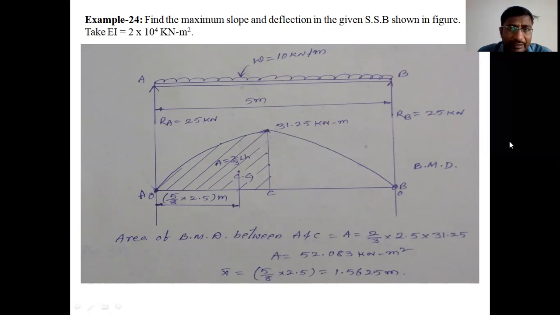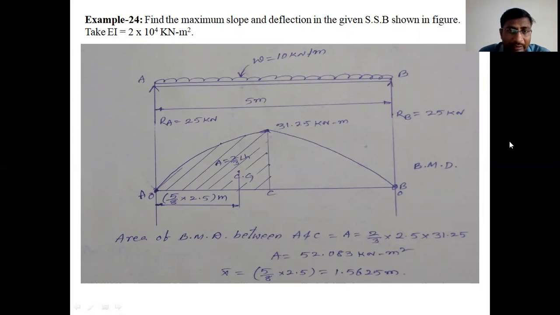So in this class, we will discuss Example 24, that is, simply supported beam with UDL. Let us read the problem. Find the maximum slope and deflection in the given SSB, simply supported beam, as shown in the figure. The flexural rigidity EI is equal to 2 into 10 to the power of 4 kilonewton meter square. By using the moment area method, we should find the maximum slope and deflection.